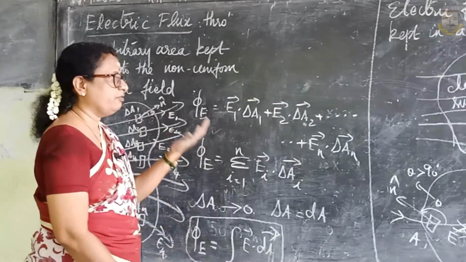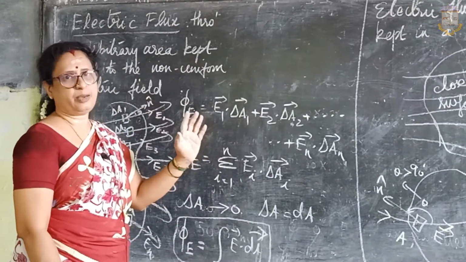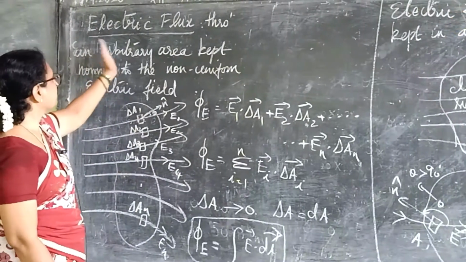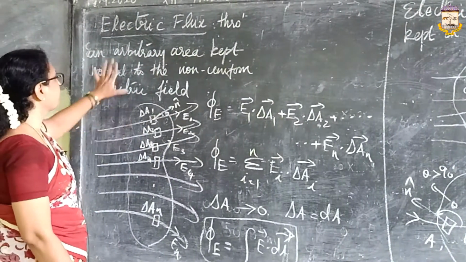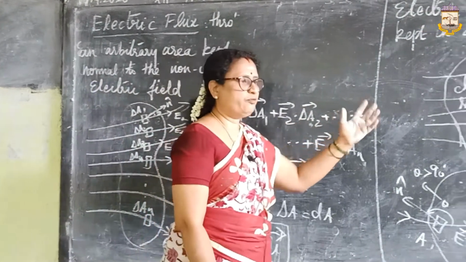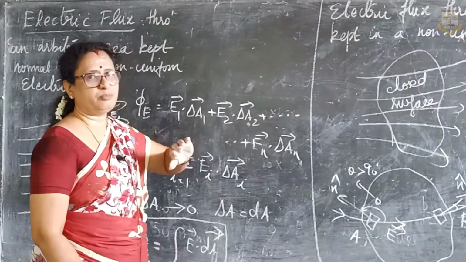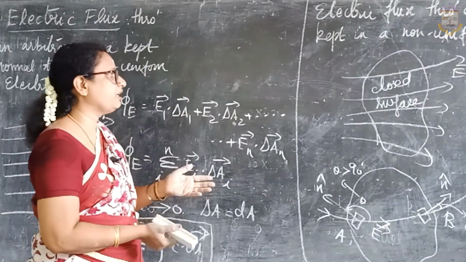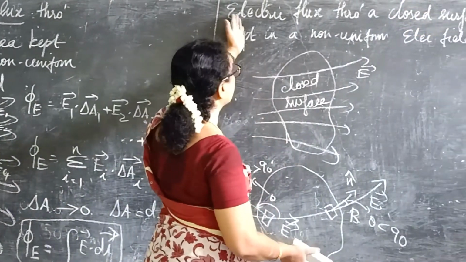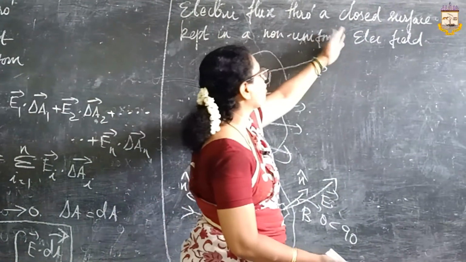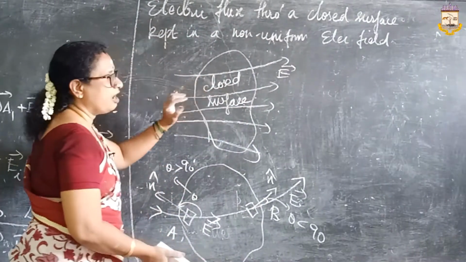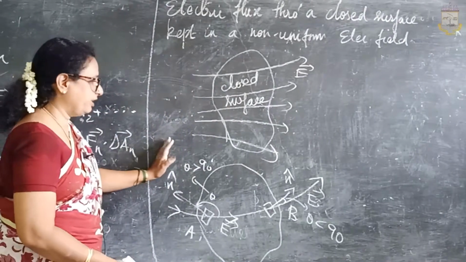Now, initially we saw for a regular shaped area, then we saw for the non-uniform electric field, for any arbitrary area. Now the next case we are going to discuss is, every time it may not be a flat area, it may be a closed surface. So in such a closed surface, supposing we want to find the electric flux through a closed surface which is kept in a non-uniform electric field. In such a case, how will you find the net electric flux?